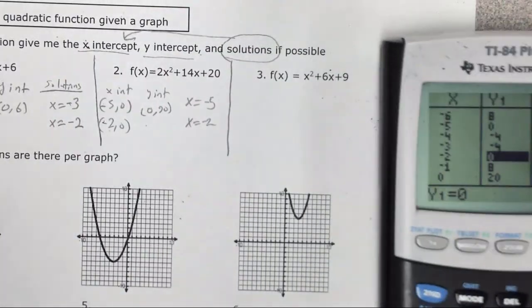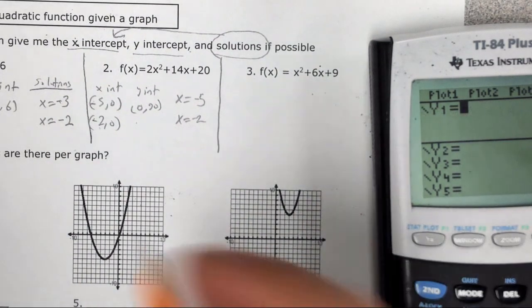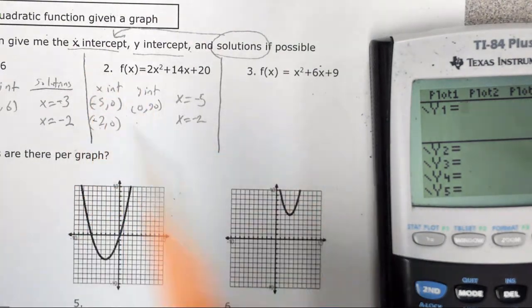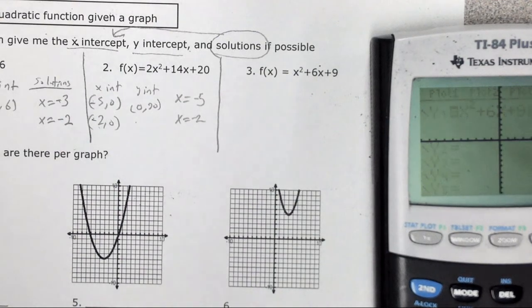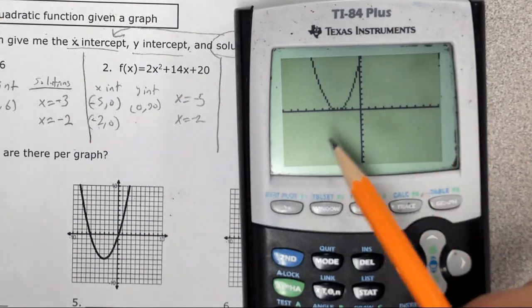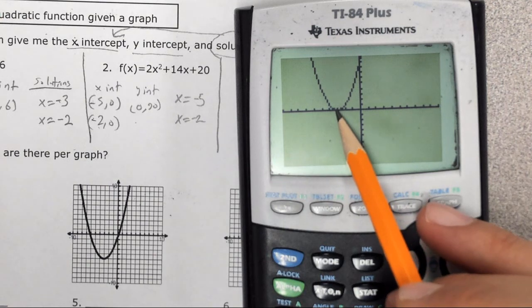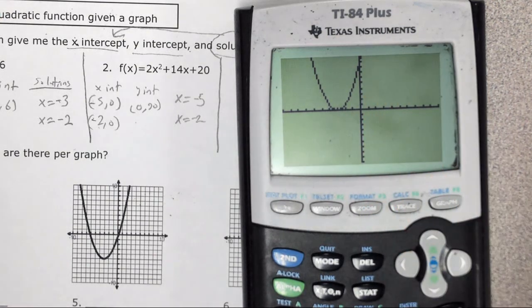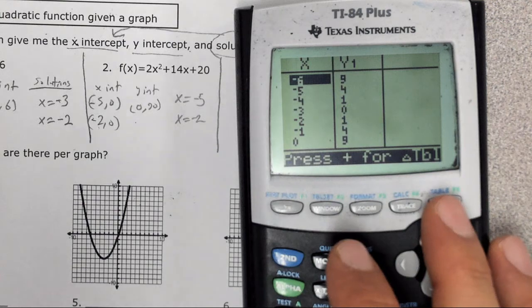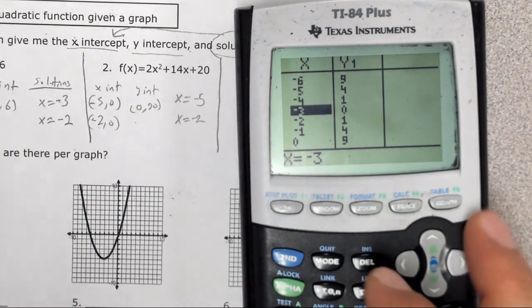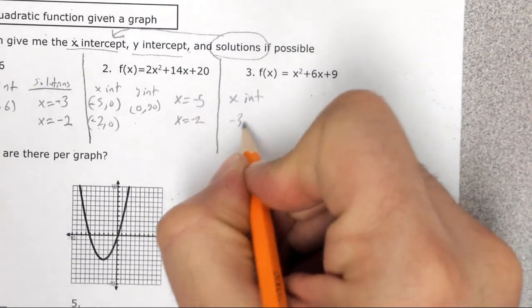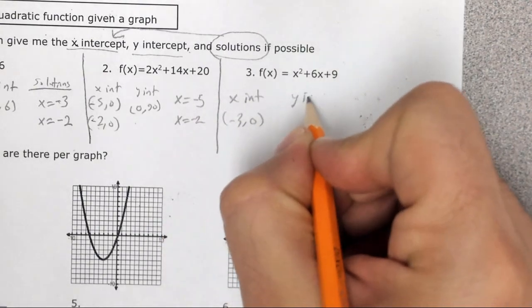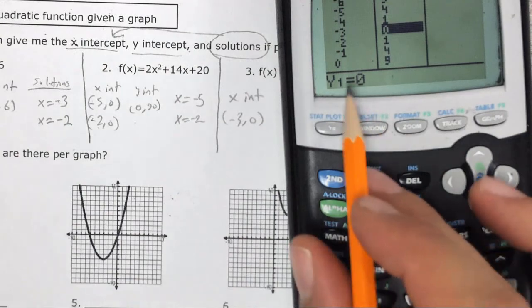Here, we're going to try the same thing again. Again, if it says y equals or f of x equals, it's the same thing. X squared plus 6x plus 9. We always graph it first. And as you notice, this time is a little different. There's only one x-intercept and one y-intercept. So let's find them. We're going to look for two numbers this time. -3, 0. That's your x-intercept. And the y-intercept is 0, 9.